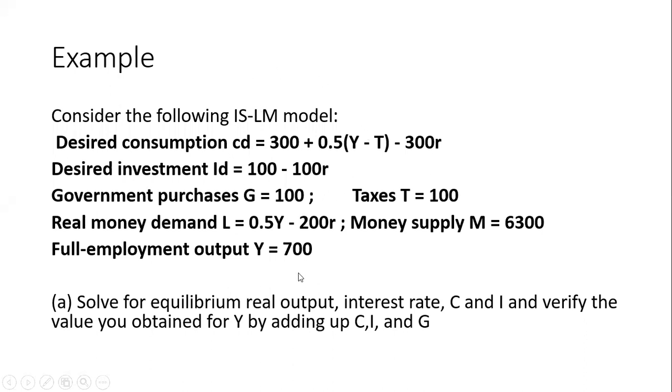On the second part, we go for the money demand, monetary policy, money demand and money supply. And the full employment output is 700. So can we find the Y, C, I, and G?